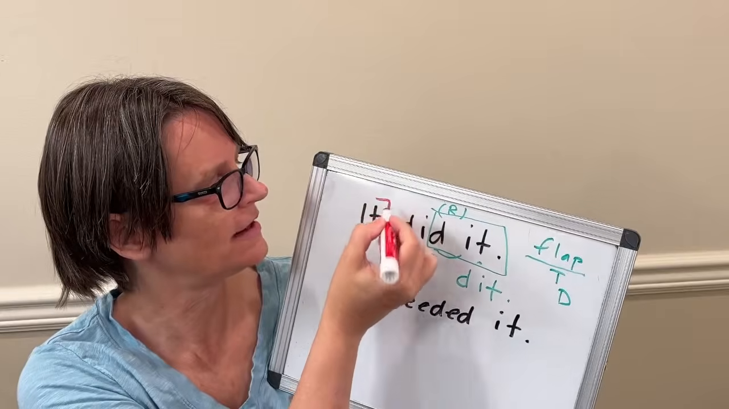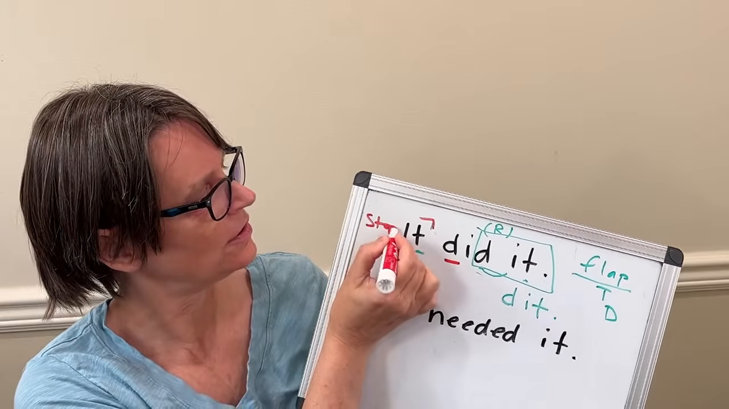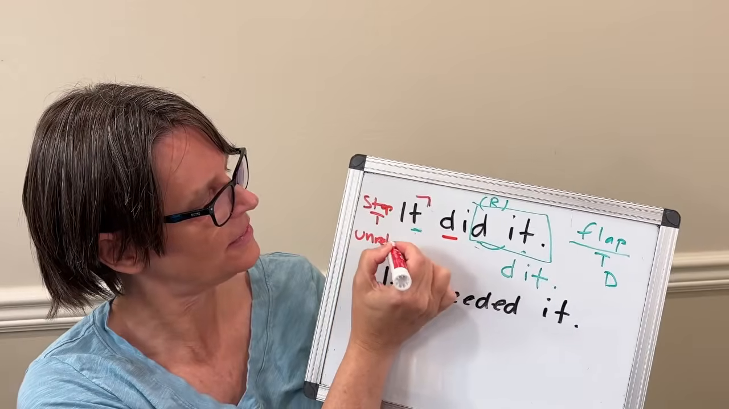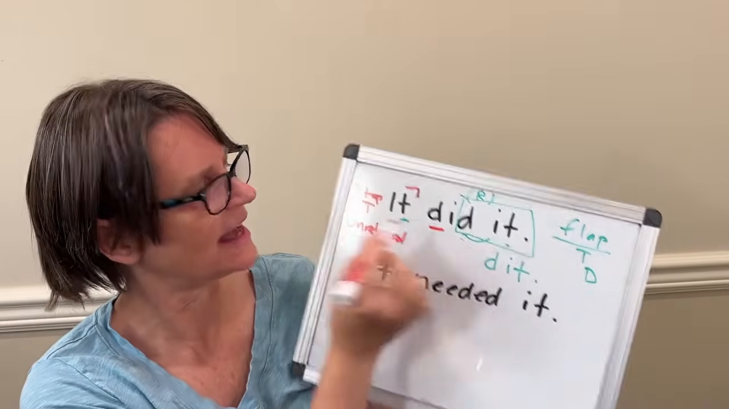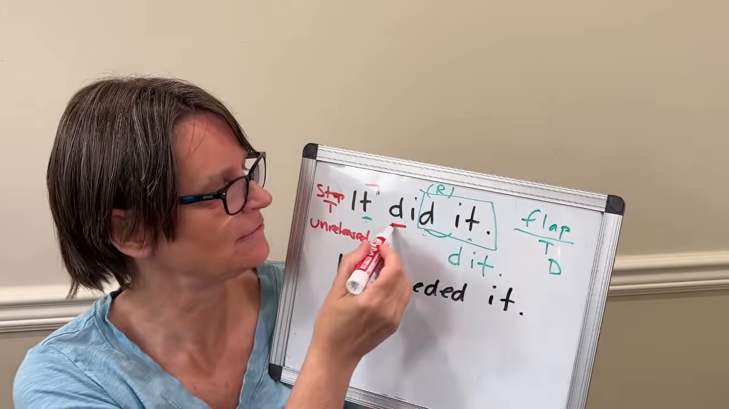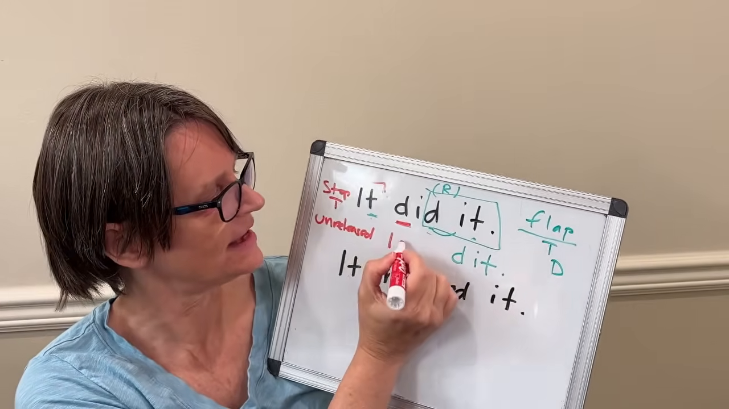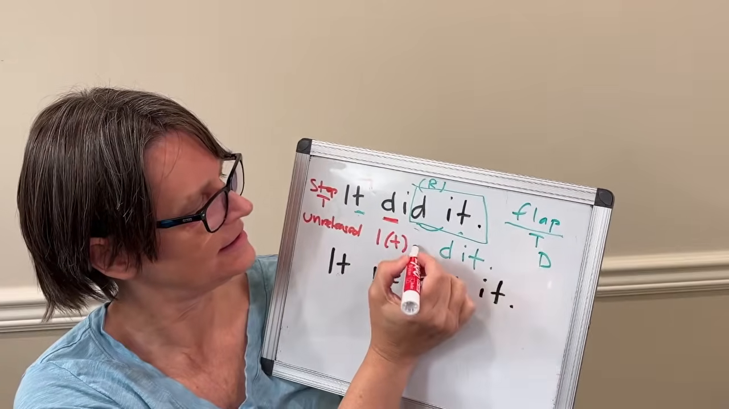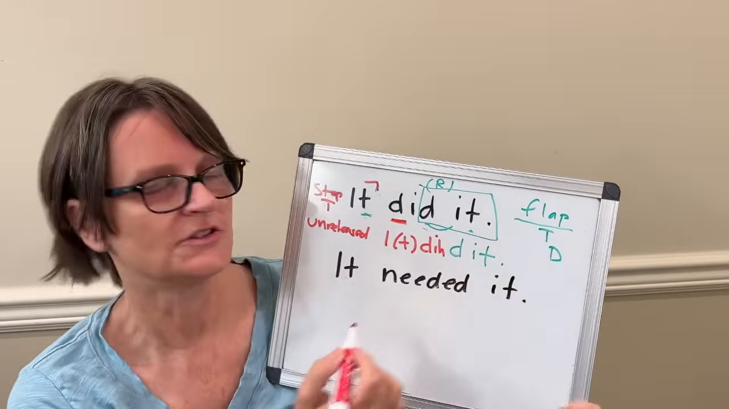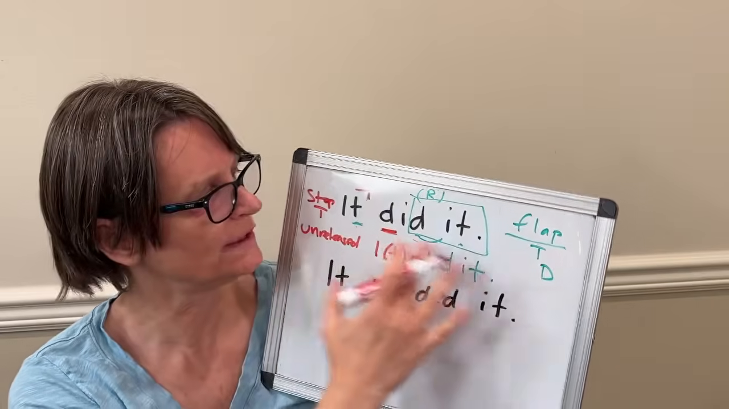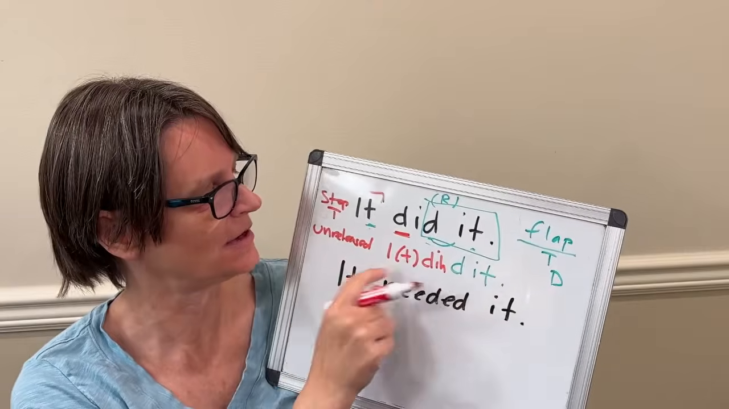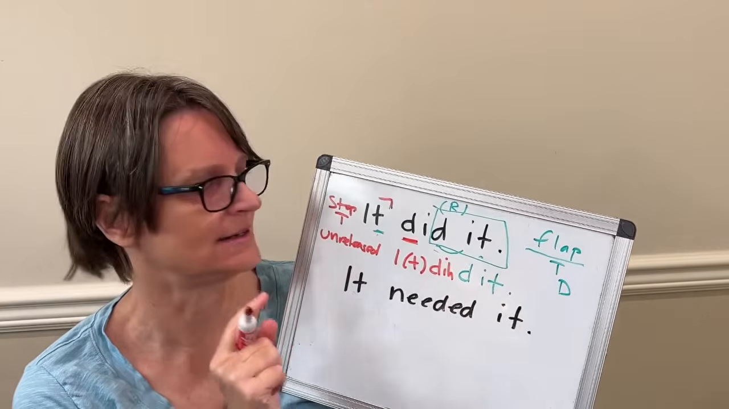So I call that a stop T, or you'll also hear it as an unreleased T. And what that means basically is that I go up to make that T, "it did," and then I just release it right on the D sound. So it sounds like "it did it. It did it." So there's basically no real breaks in this phrase. The only small break is between "it" and "did" because I'm not letting that T out. It did it. It did it.